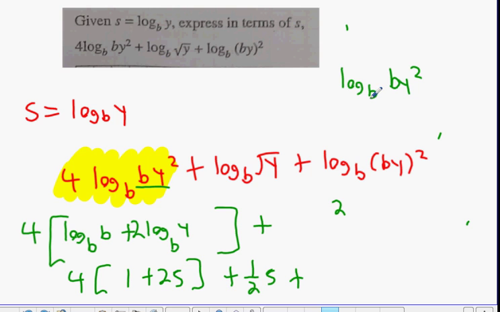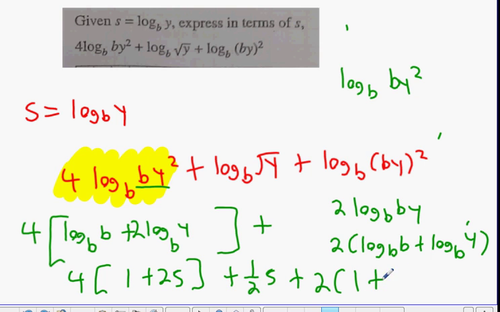The first one is bring the 2 to the front and log b y base b. Then what can you do? Log b base b plus log y base b. So that's 2 bracket 1 plus s. There you go. You're very close to being done, aren't you?